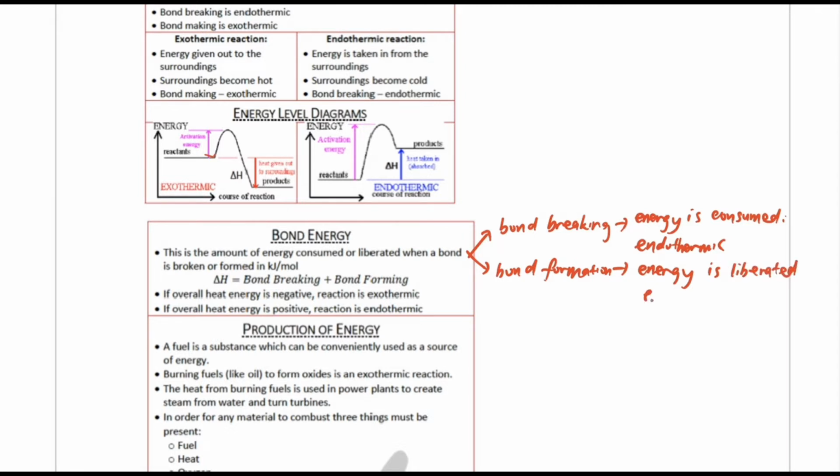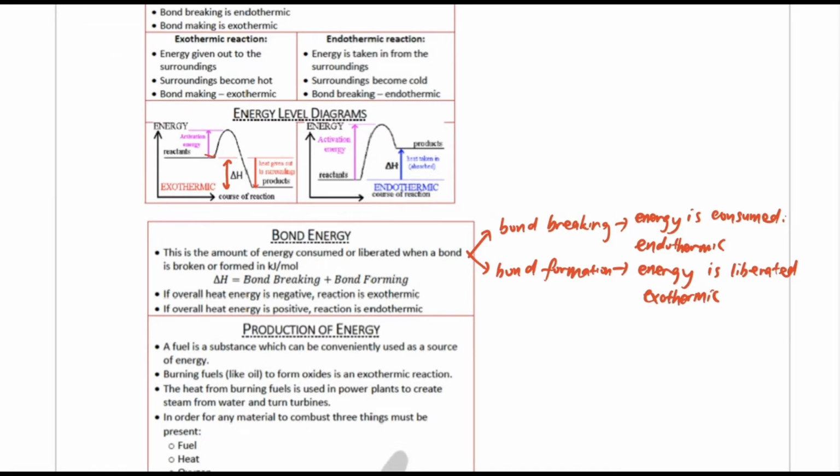So that is, energy is released to the surroundings. So exothermic. Okay. Now let's see the equation here. Delta H equals bond breaking plus bond forming. So to get the delta H is basically from here to here. Here to here is delta H, the difference between reactants and products.